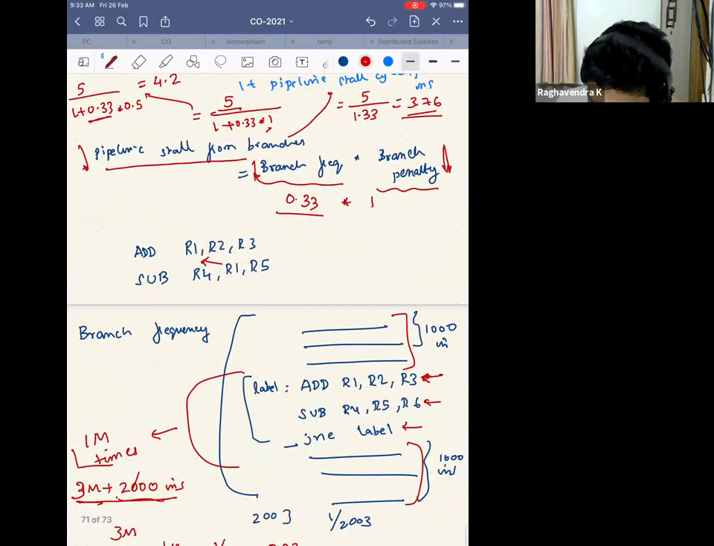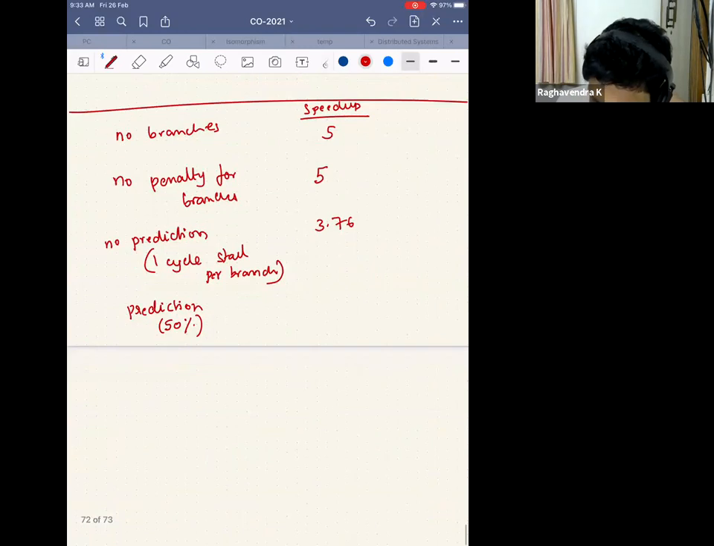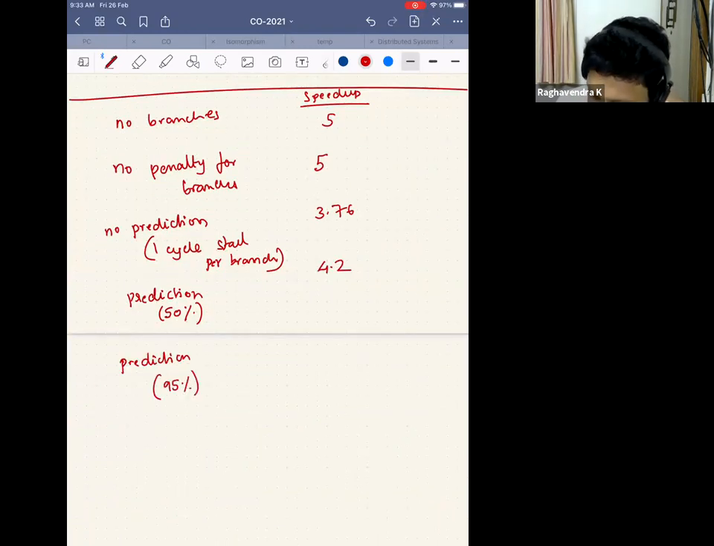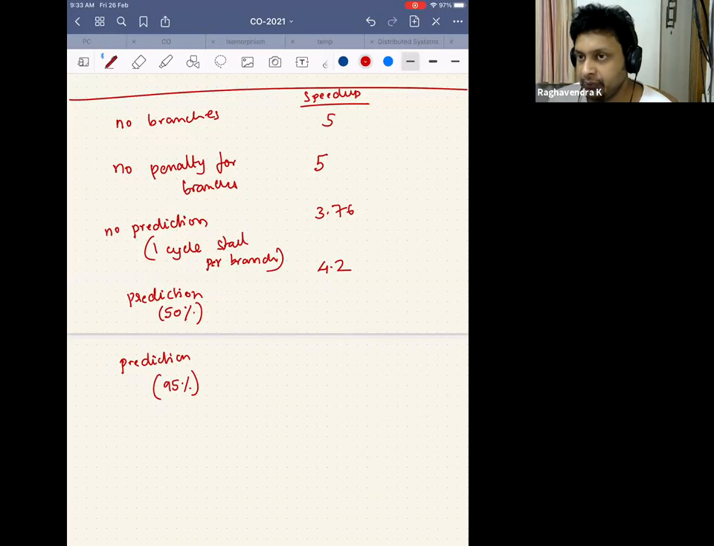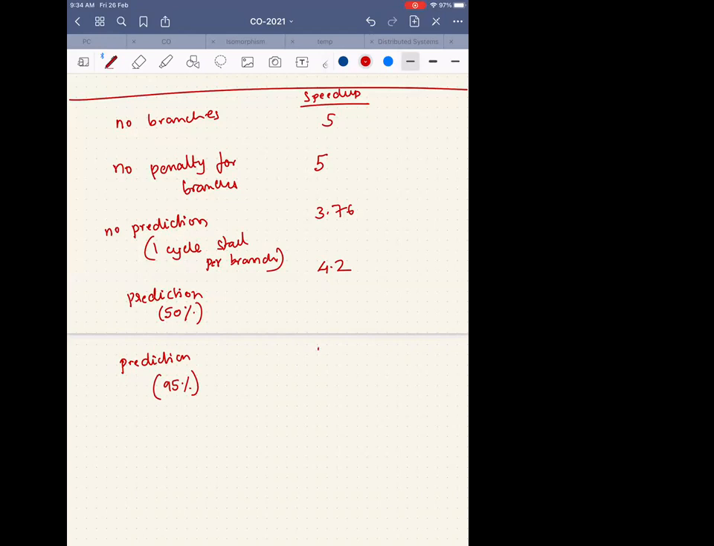Can you calculate if the prediction is 95%, which means that I am right 95% of the time, what will be the speed up? Can everybody try it out using a piece of pen and paper? My prediction is right 95% of the time, which means that only for 5% of the time I am paying a penalty. Try it out. But anyway, I'll leave it to you because I'll be posting some questions. It is 4.91 something, right?